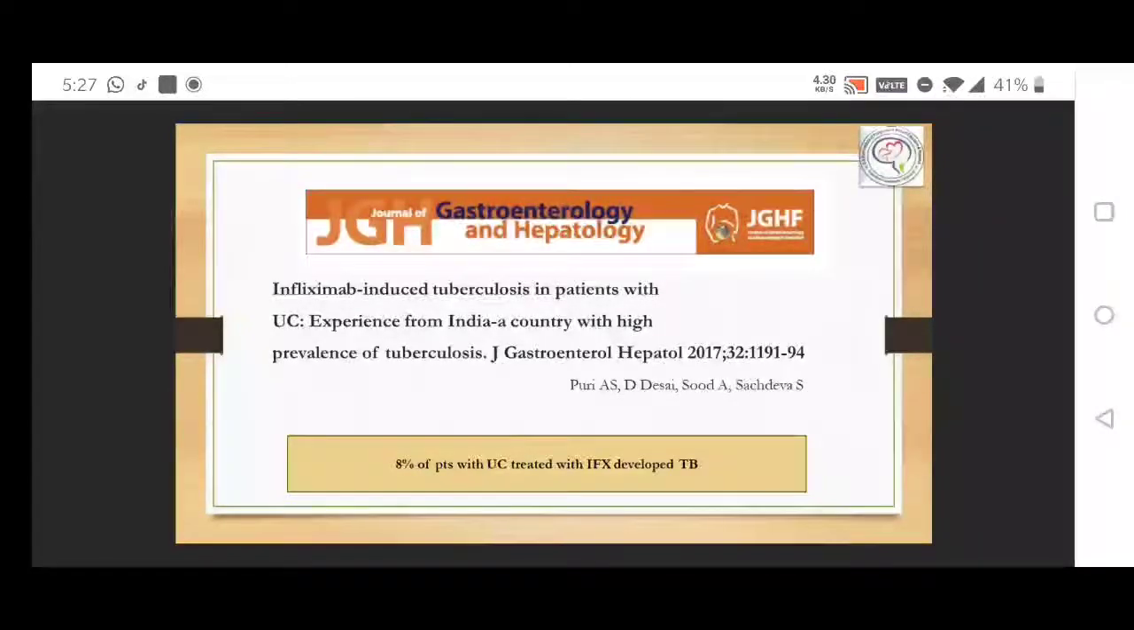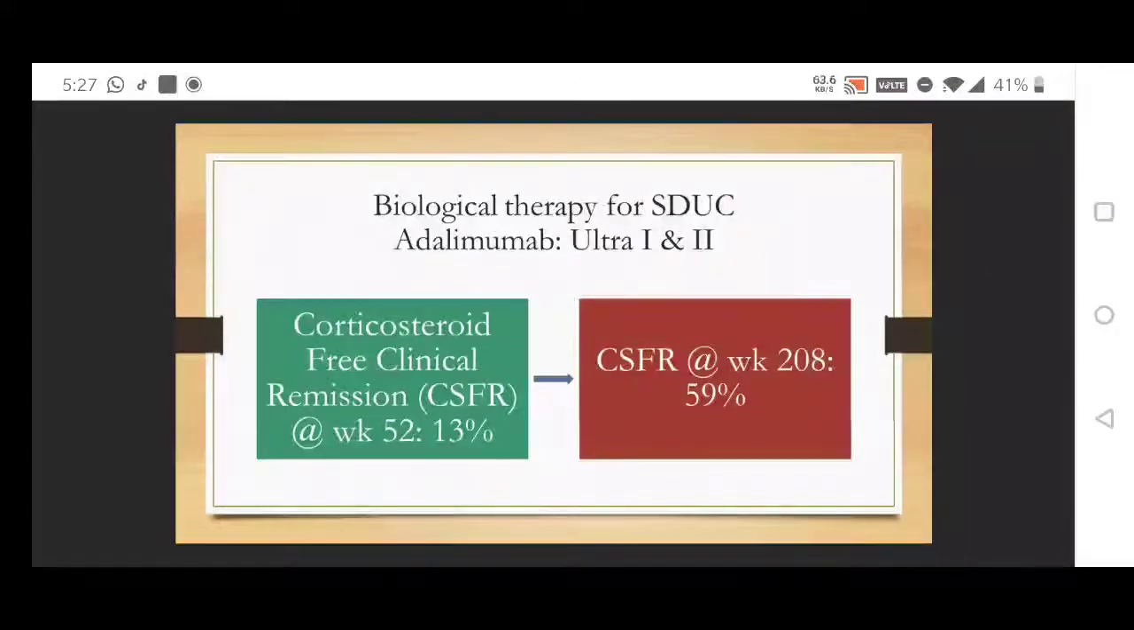The other issue with Remicade is the risk of tuberculosis, which is reactivation. And this is our multicentric study from 3 centers, only on patients with ulcerative colitis, where we showed that 8% of the patients exposed to this drug developed tuberculosis. Subsequently, another study from AIIMS, with patients with ulcerative colitis and Crohn's disease, had a figure of about 10%.